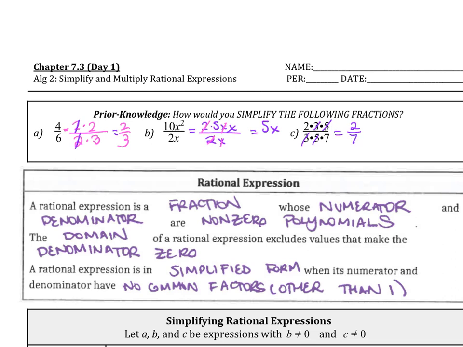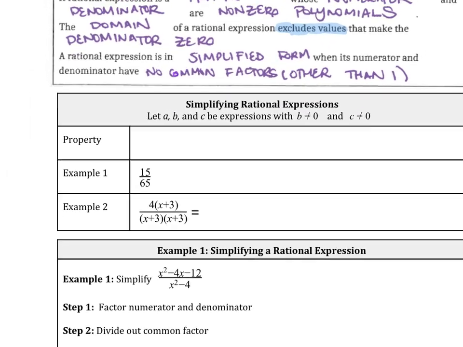So that's what we're going to be doing with some expressions. A rational expression is a fraction whose numerator and denominator are non-zero polynomials. The domain of a rational expression excludes values that make the denominator 0. So we'll be talking about excluded values. A rational expression is in simplified form when its numerator and denominator have no common factors other than 1. So let's simplify some rational expressions.